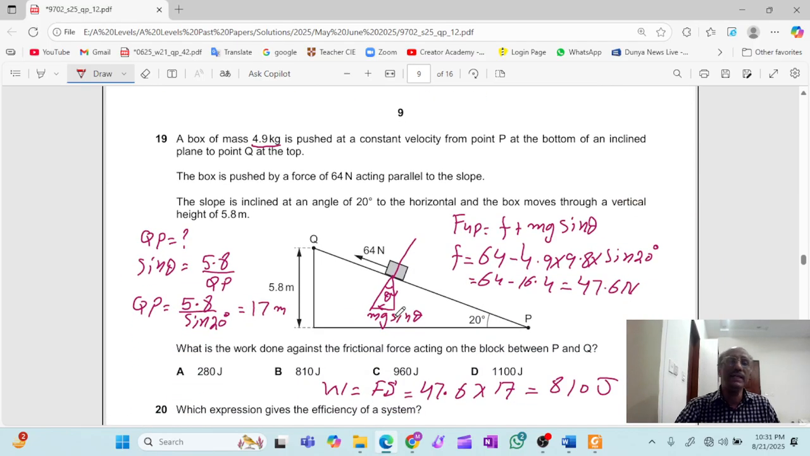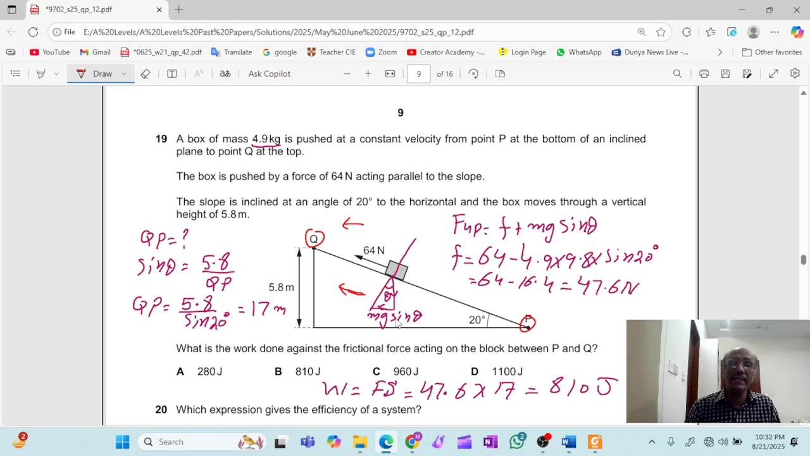Now for question number 19, a box of mass 4.9 kg is pushed at a constant velocity from point P at the bottom of an inclined plane to the point Q at the top. So we will apply force in this direction. The box will move from point P towards point Q. Now we will resolve these two forces, and we get that the component along this surface will be mg sine theta. So resolution of vectors is really very important.